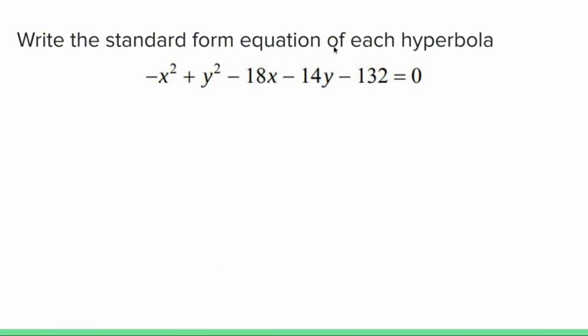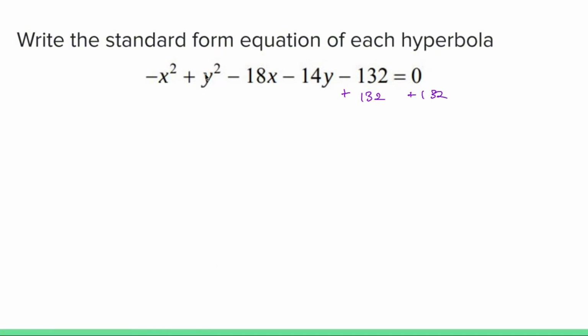Write the standard form equation of this hyperbola. All right, well, hyperbolas don't look like this at all. They're supposed to have parentheses and squares over numbers and equals 1 and stuff like that. That's not at all what we have. So this is what we have to do. We have to do kind of like this double perfect square trinomial completing the square type thing. First thing we need to do is get rid of that 132 by adding it to both sides.